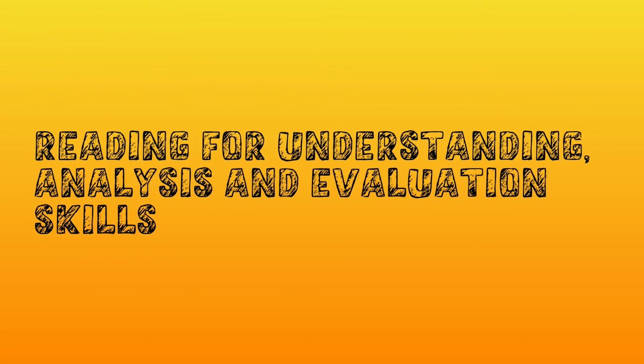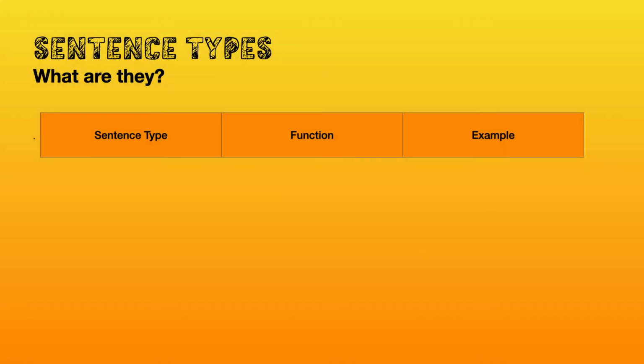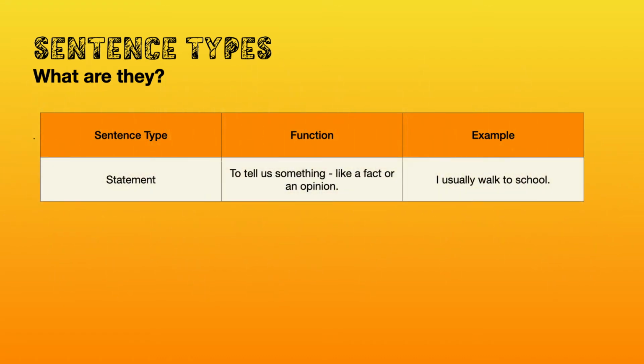Let's move on then to reading for understanding, analysis and evaluation skills, or RUI skills. And today we are going to focus on sentence types. Now, what are sentence types? Well, we're going to focus on a statement. And a statement is when you state something, you tell us something, like a fact or opinion. I usually walk to school. I like bananas.